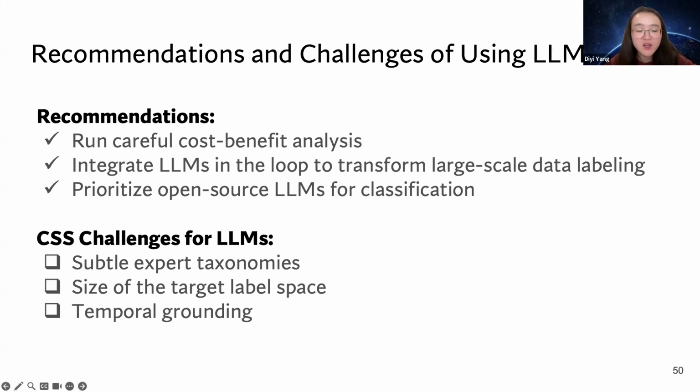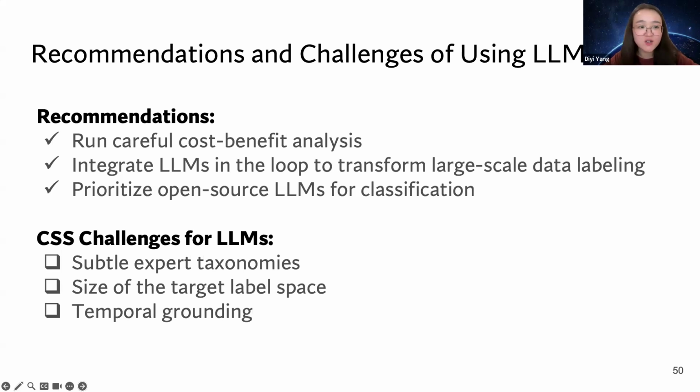From a challenge perspective, one challenge I want to highlight is that when the taxonomy of social constructs is very subtle or requires expert knowledge, we found that models tend to struggle. More importantly, when the size of the target label space is big enough, models cannot figure out the dependency or hierarchical relations among those labels. And from a temporal grounding perspective, given that many CSS tasks need to rely on temporal events, we found that such temporal understanding is still not as impressive compared to other dimensions.